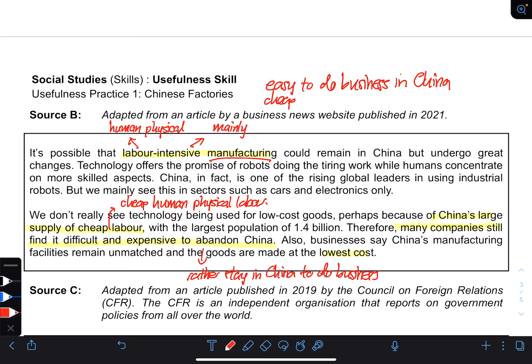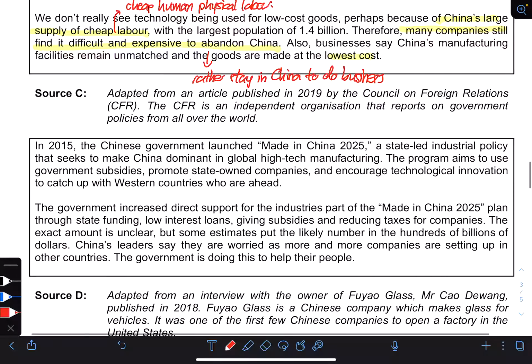Okay, so that concludes source B. Now, I'll move on to talk about source C. Source C is produced by the Council on Foreign Relations in 2019. It's an independent organization that reports on government policies from all around the world. Now, what does it say about doing business in China? So, this is what it says.